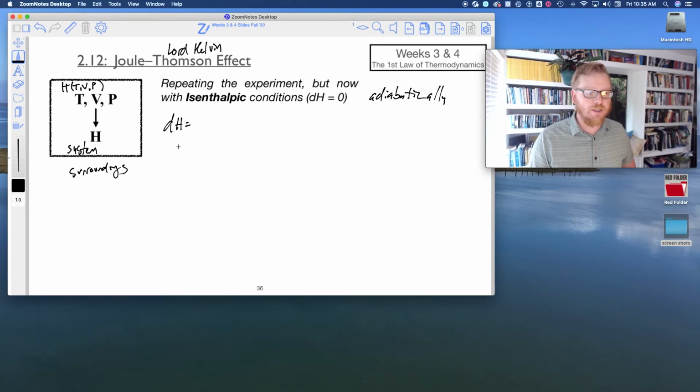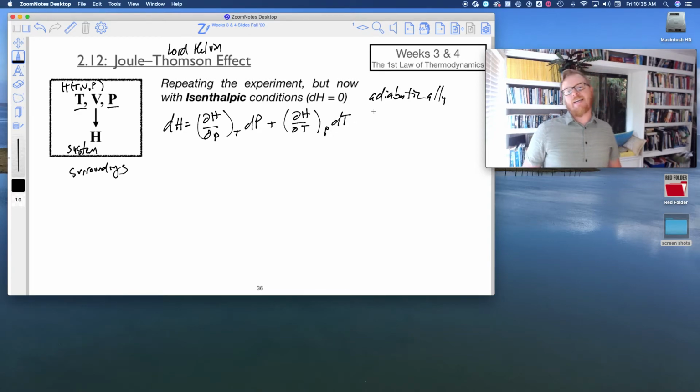Okay, so let's build it up. For now, I'm going to choose T and P for H, and then we'll put in that third variable and see what happens. So we're going to say partial of H with respect to P at constant T dP plus the partial of H with respect to T at constant P dT.